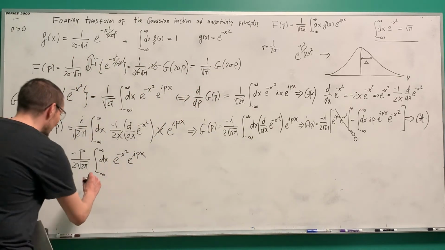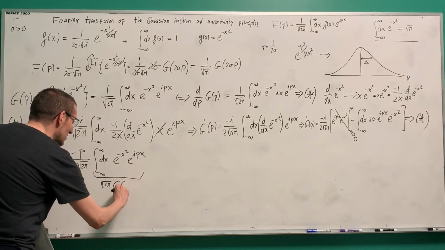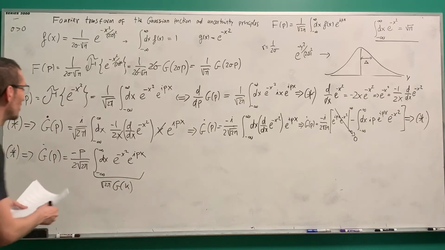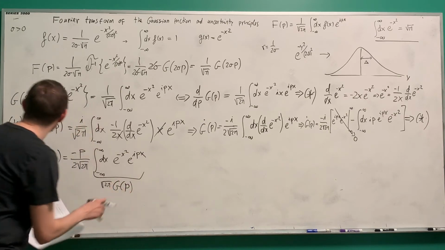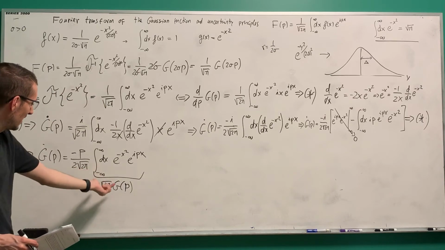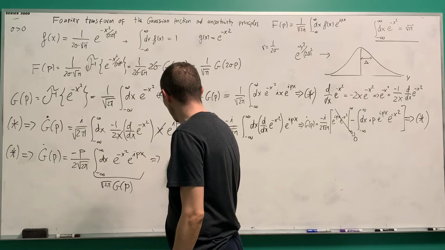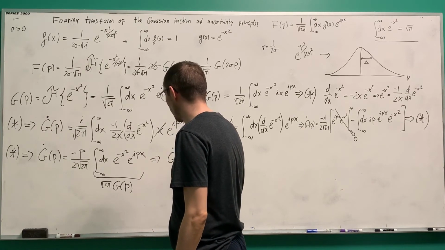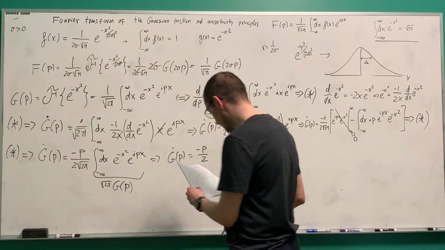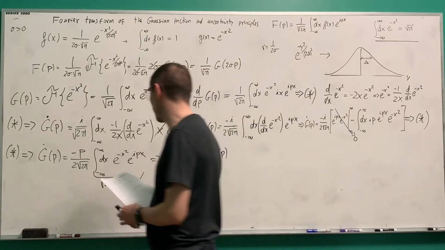Wonderful! Have we won? Well, not quite yet, because we've recovered again the original integral we wanted to solve. That's not bad though. So this thing is root 2 pi times the Fourier transform of g. Right? g of p is exactly that with 1 over root 2 pi. So this thing is root 2 pi times g of p. Wonderful. The root 2 pi cancels. And what I'm left with is g dot of p equals minus p divided by 2 times g of p.